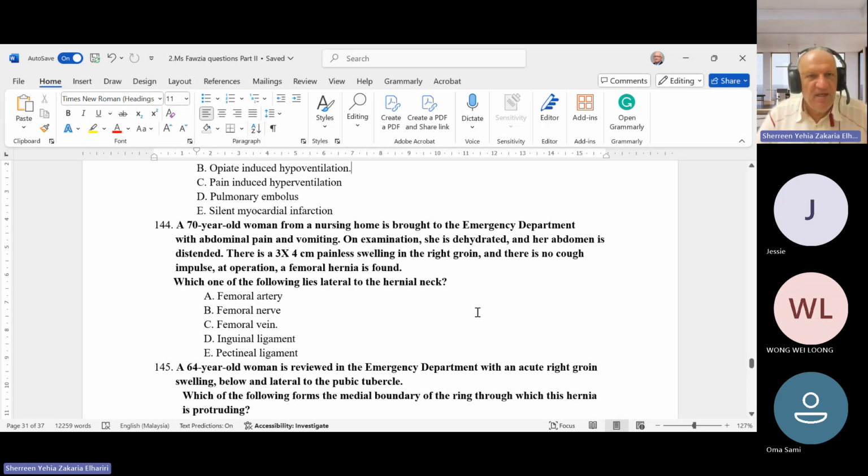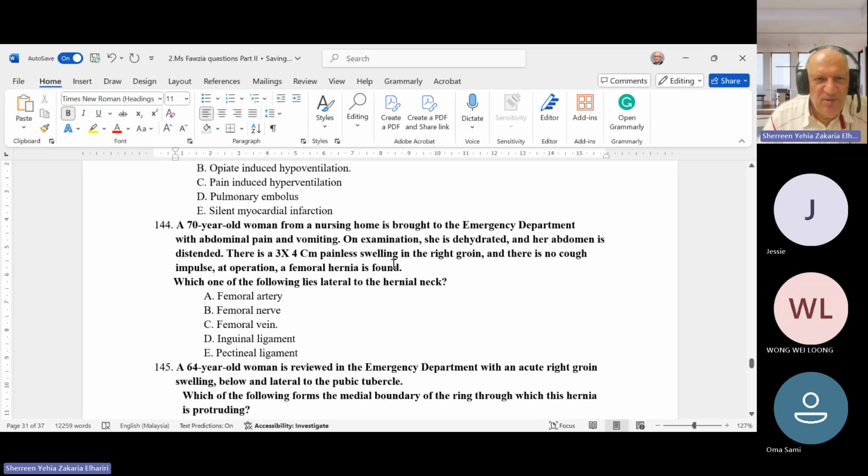Next question. A 70 years old woman from a nursing home is brought to the emergency department with abdominal pain and vomiting. On examination, she is dehydrated and her abdomen is distended. There is a 3 by 4 centimeter painless swelling in the right groin. So what's your diagnosis first? There is no cough impulse. At operation a femoral hernia is found.